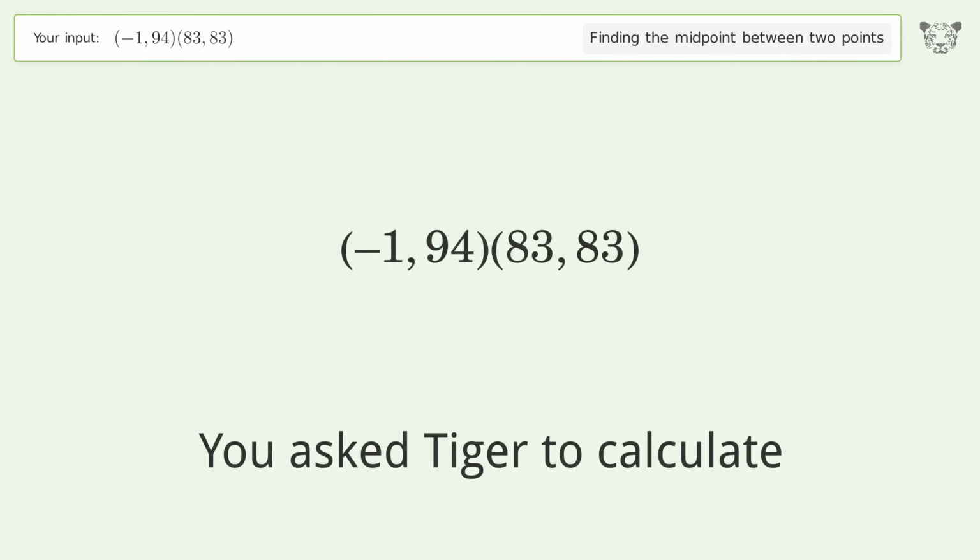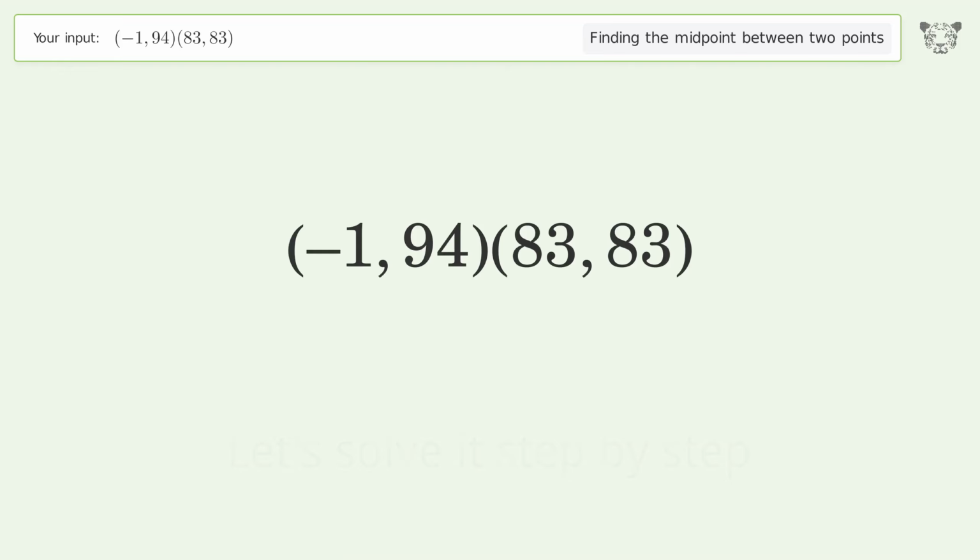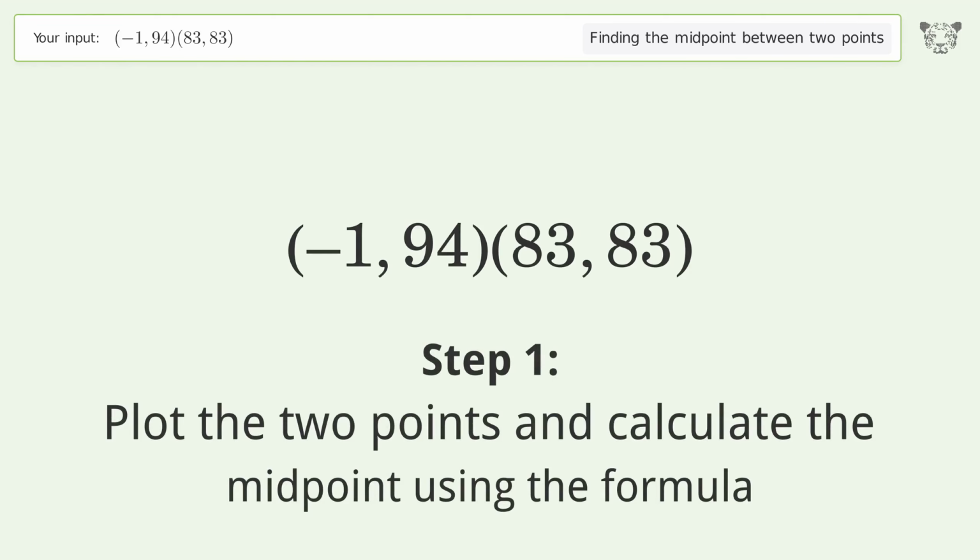You ask Tiger to calculate. This deals with finding the midpoint between 2 points. The midpoint between the 2 points is 41, 88.5. Let's solve it step by step. Plot the 2 points and calculate the midpoint using the formula.